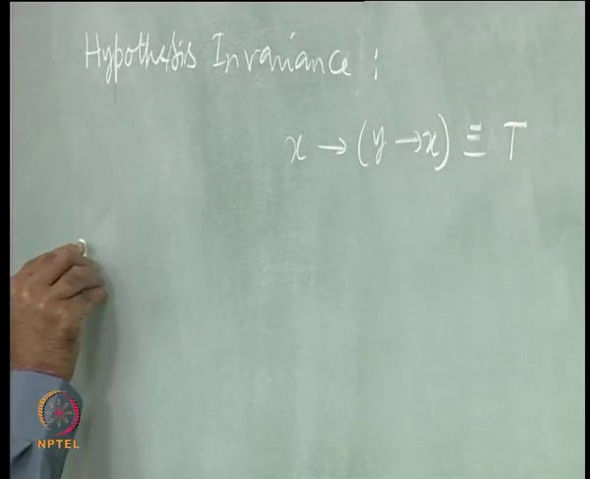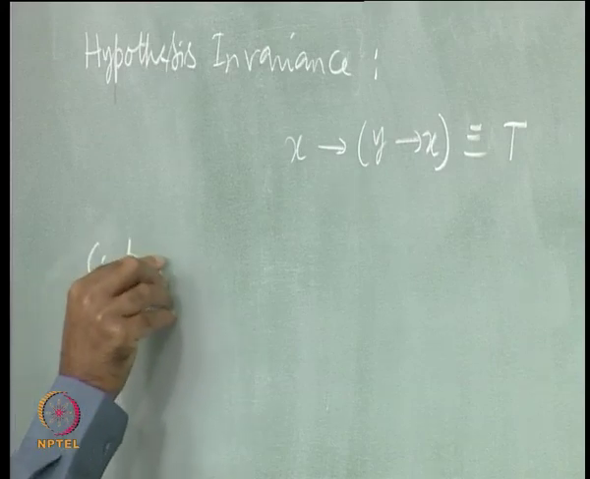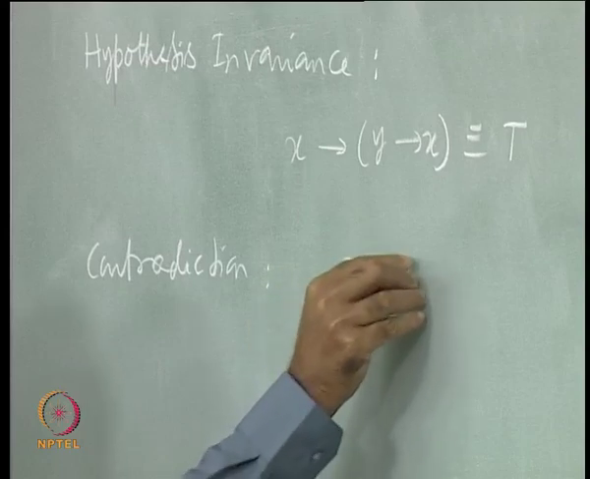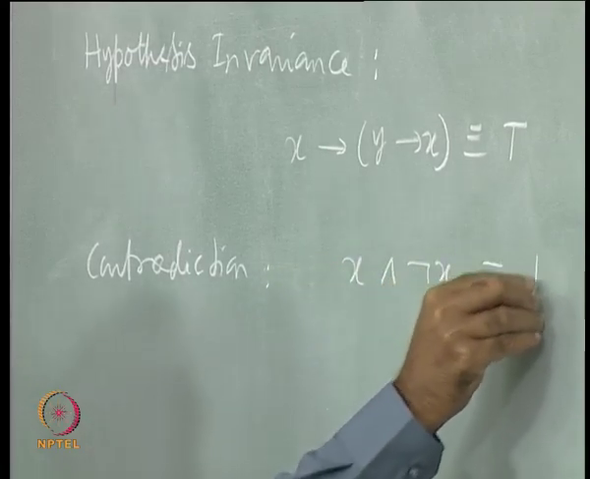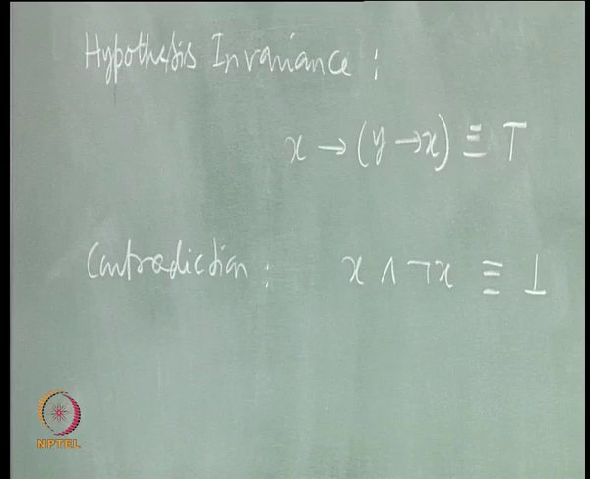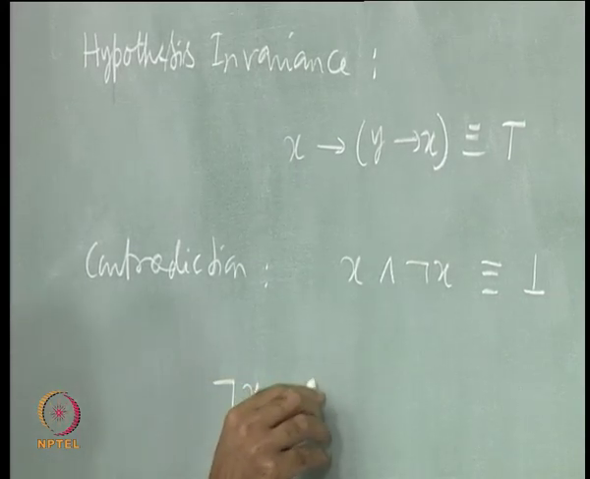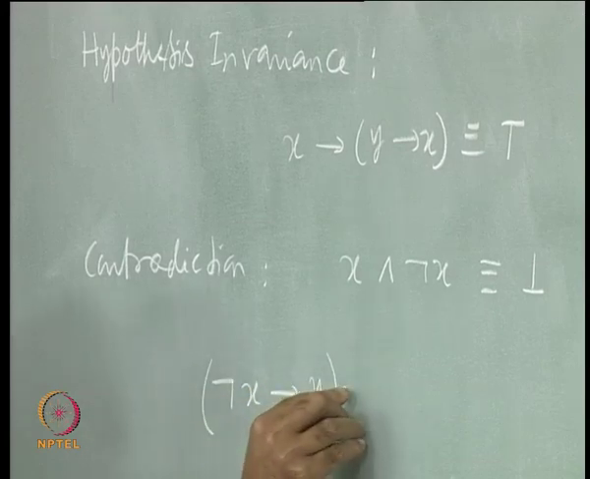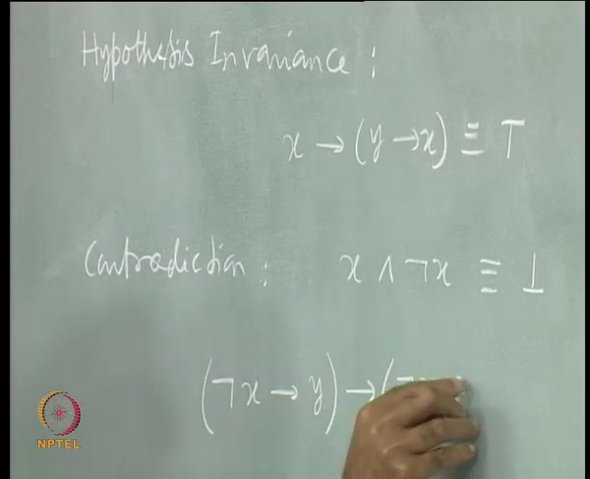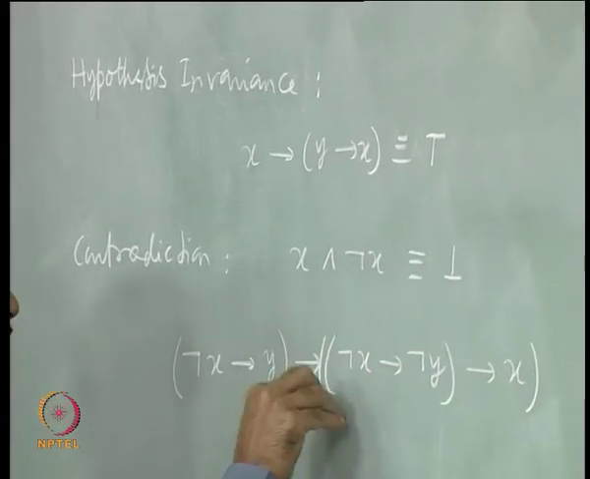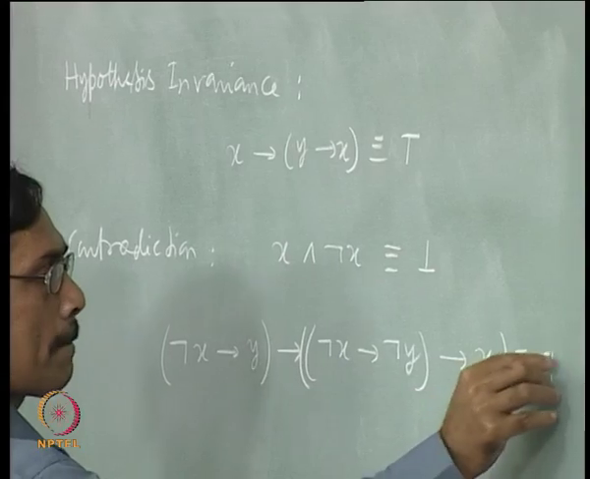Next we check say law of contradiction, which says x and not x is unsatisfiable. Right. And there is one more which does not look like, but we will say why it is called contradiction. It says not x implies y implies not x implies not y implies x. This is valid.